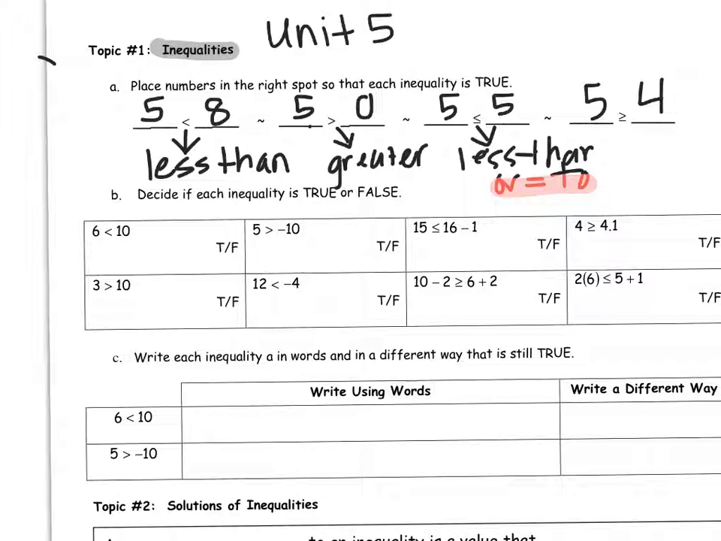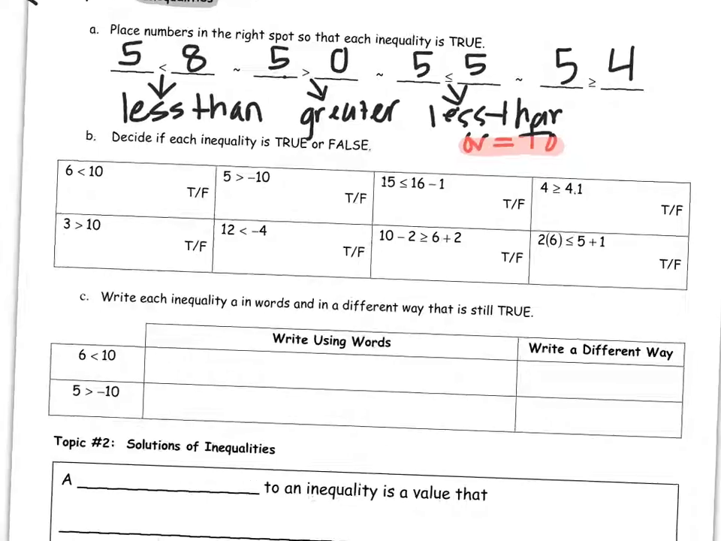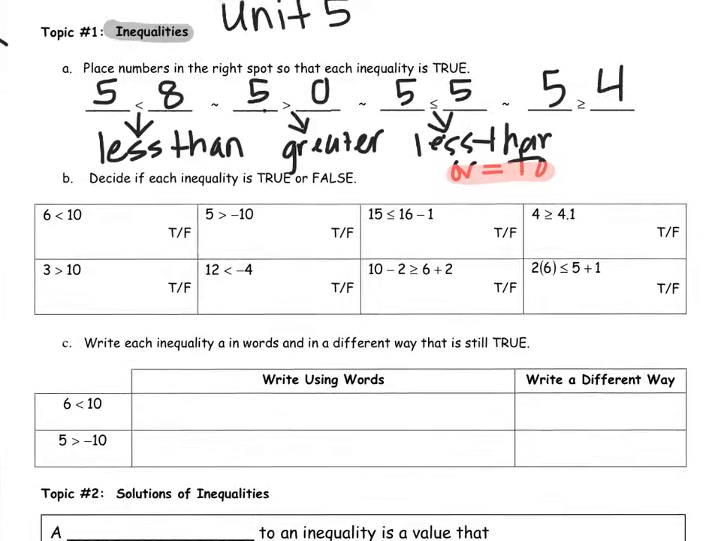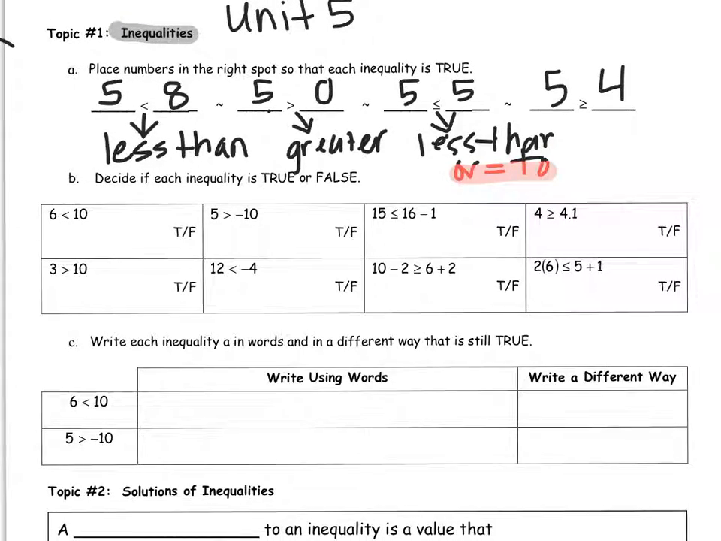Alright, so on to the next part, we are going to just decide if these inequalities are true or false. So first inequality says 6 is less than 10. That's a true statement. Next, 5 is greater than negative 10. And if you think about a number line, on a number line, 5 is to the right of negative 10. So that's true.